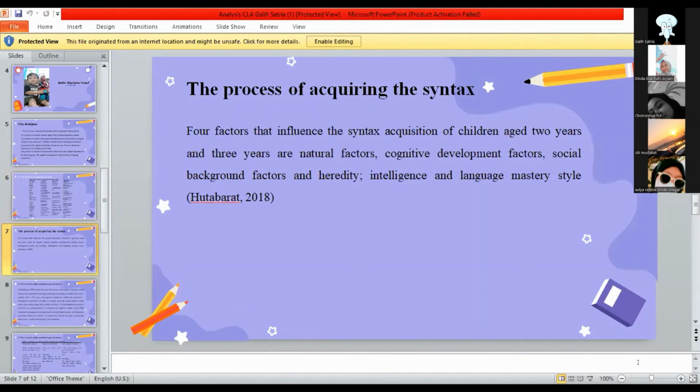And then the process of acquiring the syntax, and then 4 factors that influence the syntax acquisition of children aged 2 and 3 years old are natural factors, cognitive development factors, social background factors, and heredity, intelligence, and language mastery itself, according to Hutabarat 2080. These 4 factors are interrelated with each other. Yusuf as the subject has a very fast ability when he accepts new vocab, and he can also produce multiple words because of his desire to talk a lot, even though he often stutters or thinks in advance what word to say. And then Yusuf can also produce 1 word utterance, 2 word utterance, and 3 word utterance. Yusuf is also helped by his social family background. Next slide, please.